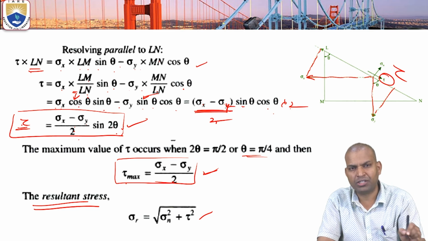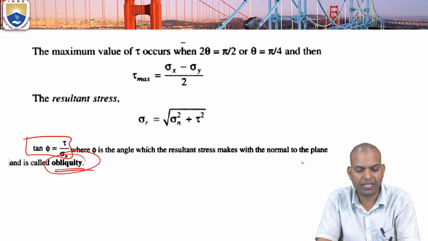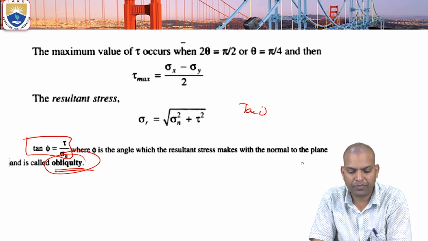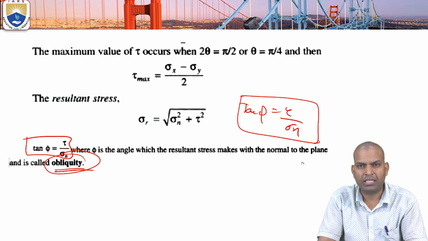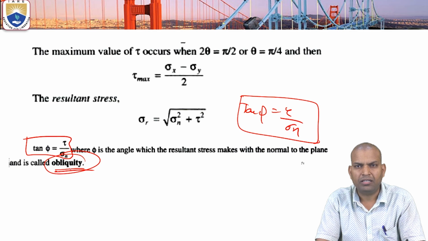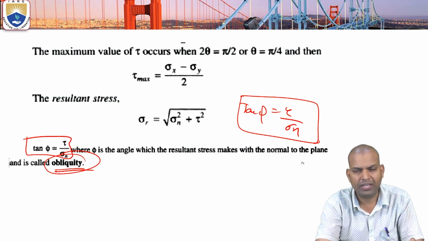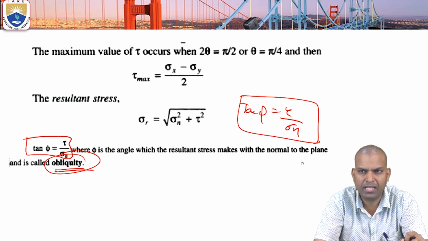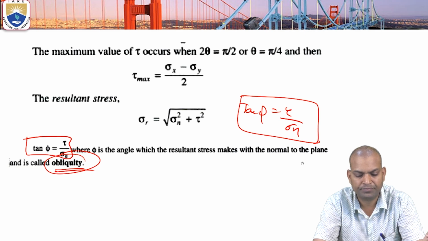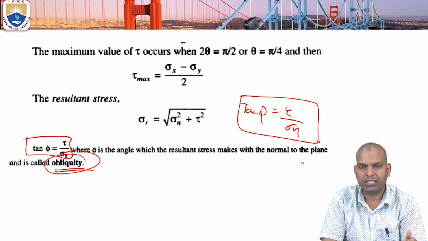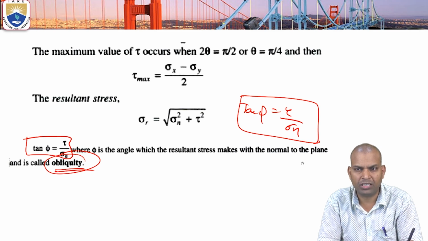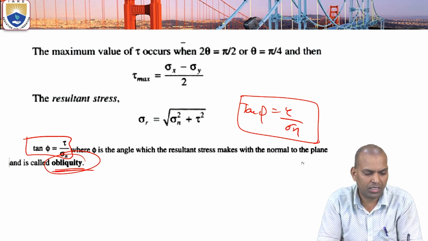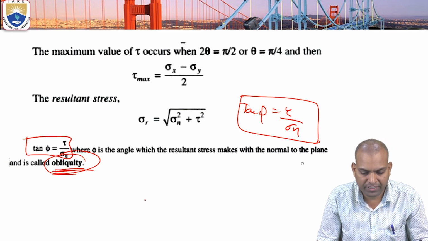And what is the direction of the resultant stress? Tan phi equal to tau by sigma n. This phi gives the angle of obliquity. That means the angle phi which the resultant stress makes with the normal to the plane is known as the angle of obliquity.